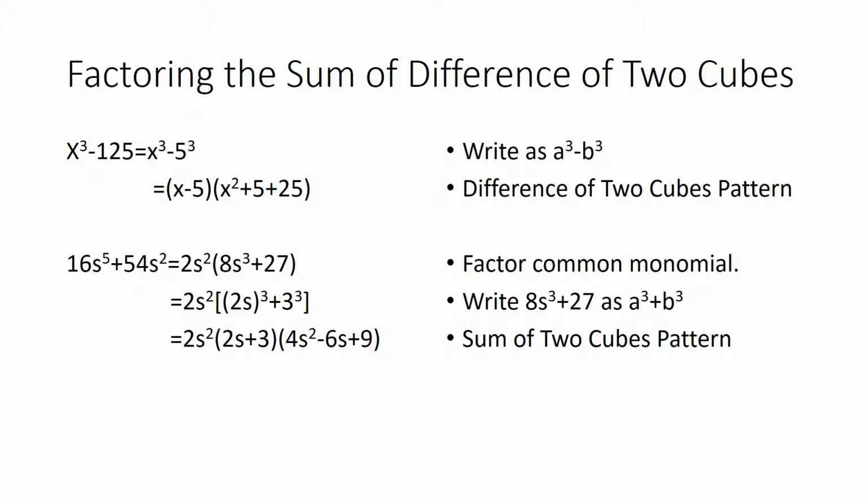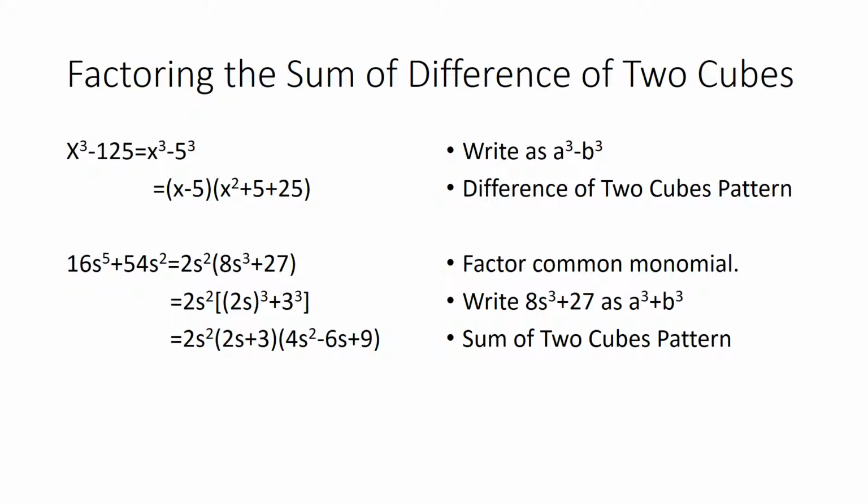Factoring the sum or difference of two cubes. Let's start with x cubed minus 125, and when you write it as a cubed minus b cubed, you get x cubed minus 5 cubed, and the difference of two cubes is x minus 5 in parentheses times x squared plus 5x plus 25 in parentheses.